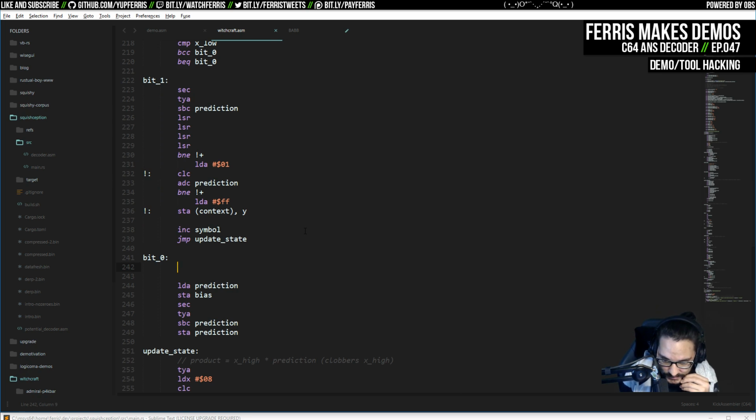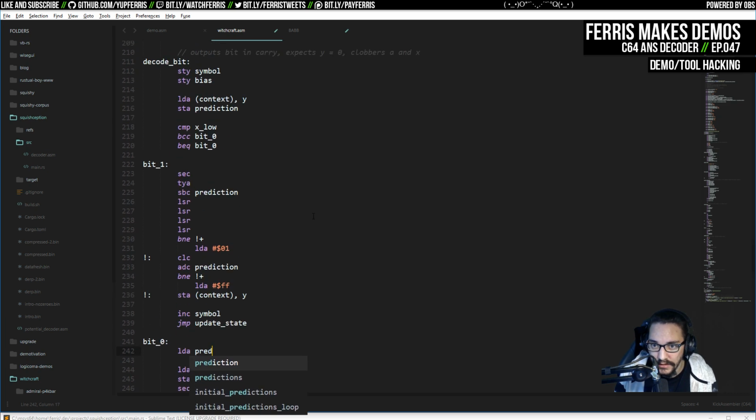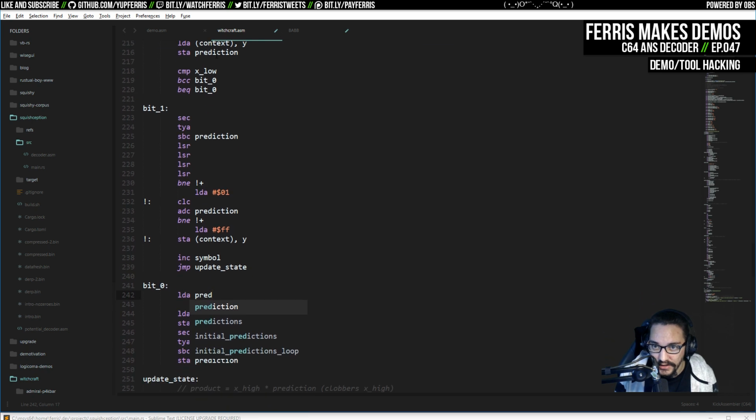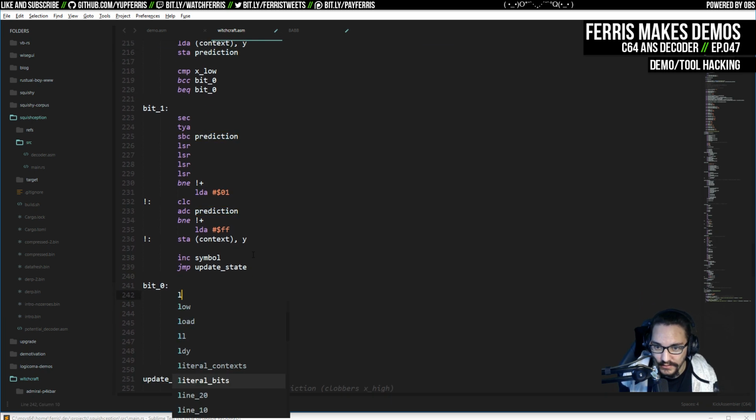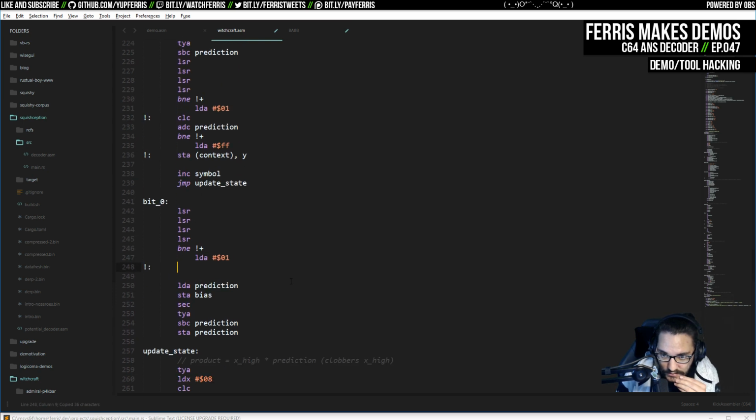So the bit zero case, we need to do our adjustment. It's just going to be the prediction shifted right a bunch of times. So we're just going to load A with prediction. And actually, it already is prediction because of this. So we can just do LSR a few times. And then same thing here. If it's zero, we're going to make it one.